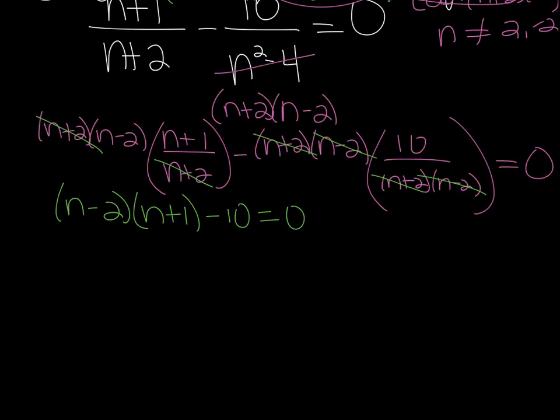Okay, so once you multiply by your least common denominator, for the first one, the n plus 2 cancels out. You're left with n minus 2, and then you saw that n plus 1, right? So we're multiplying these two together. For the second one, both of them cancel out. You're left with the minus 10, and then on the right-hand side, when you multiply by 0, it just stays 0, okay? So from this point, we're ready to solve, okay?